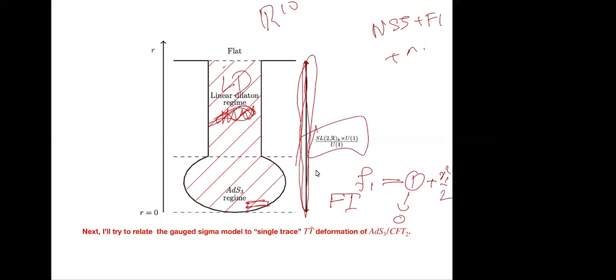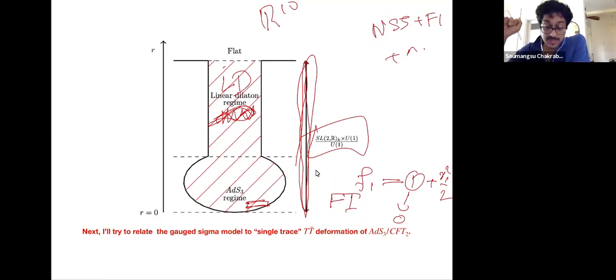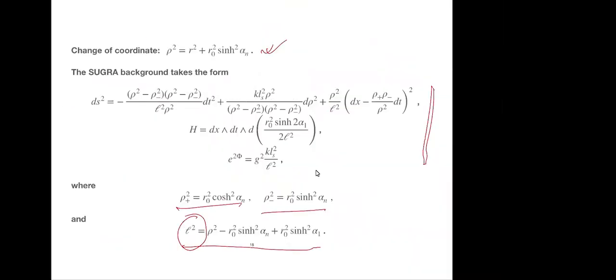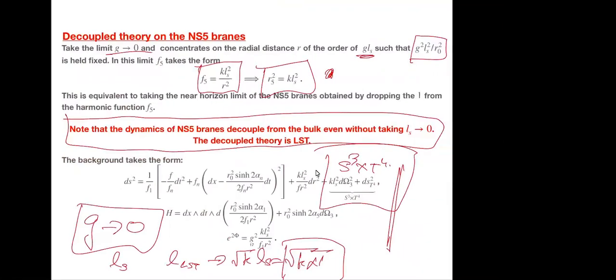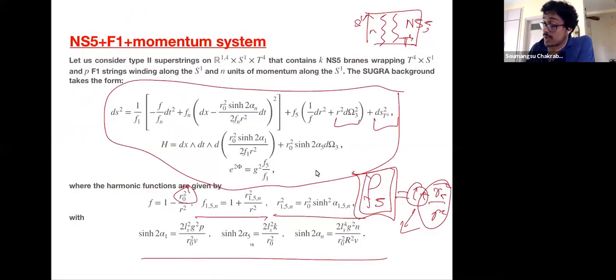Sorry, I have a question. Sure. In that linear dilaton regime, when you're dropping the 1 only from the NS5 brane harmonic function factor, is it actually a solution of the supergravity equations? Yes, that can be checked. You just take this equation. Forget about the F1. Just keep only the NS5.